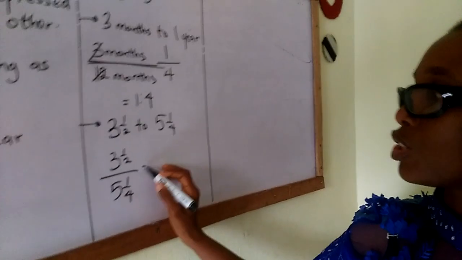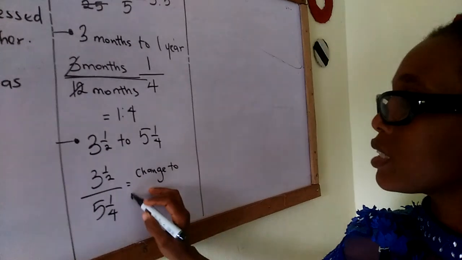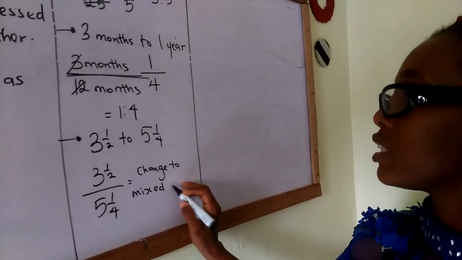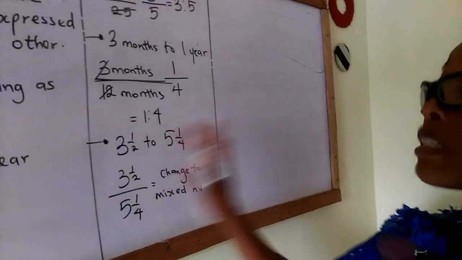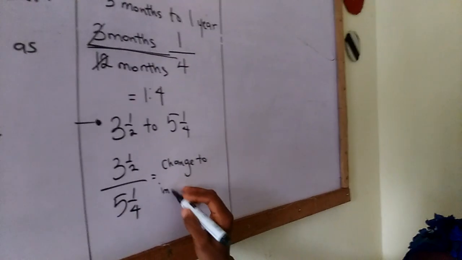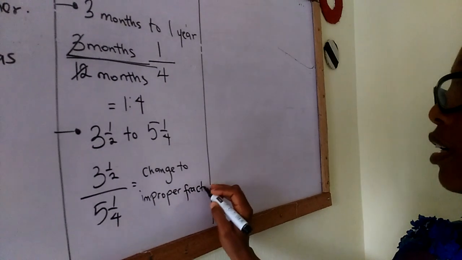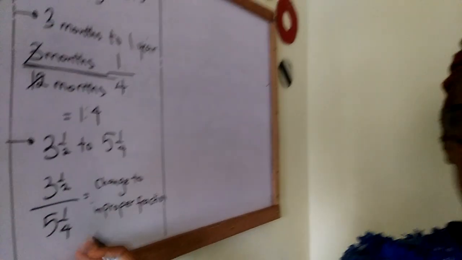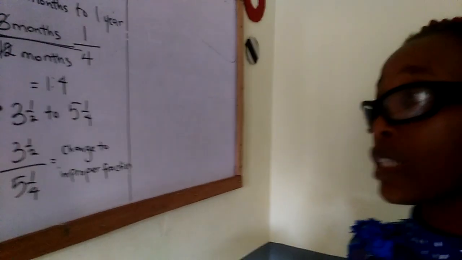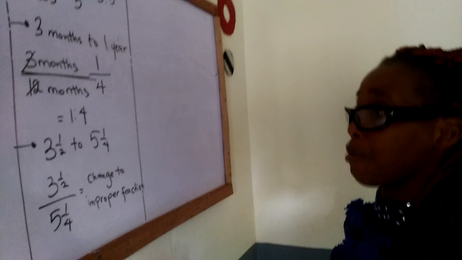We have to change this mixed number to improper fraction. Change to improper fraction. This on its own is a mixed number. 3 whole number 1 over 2 is a mixed number. 5 whole number 1 over 4 is a mixed number. So we have to change this to improper fraction.